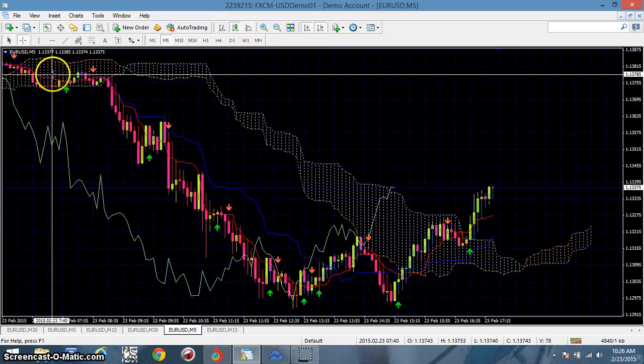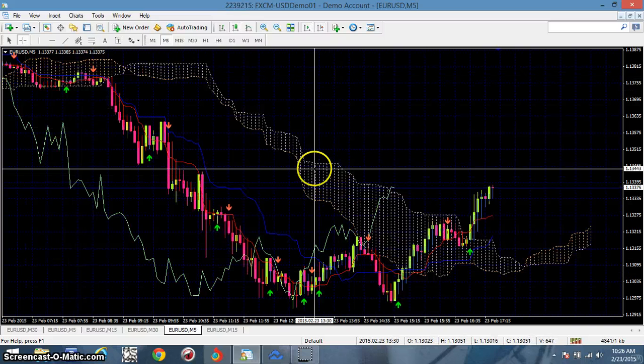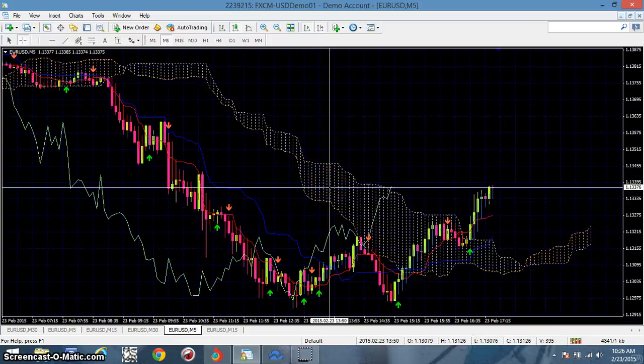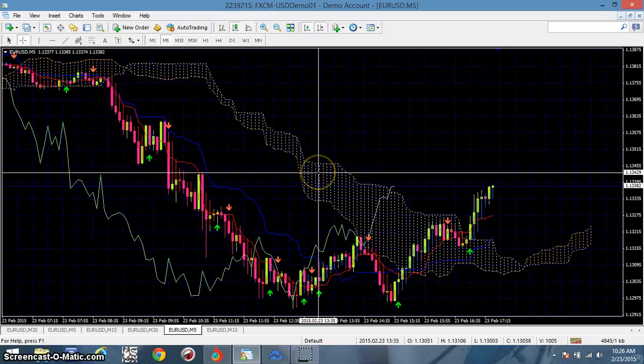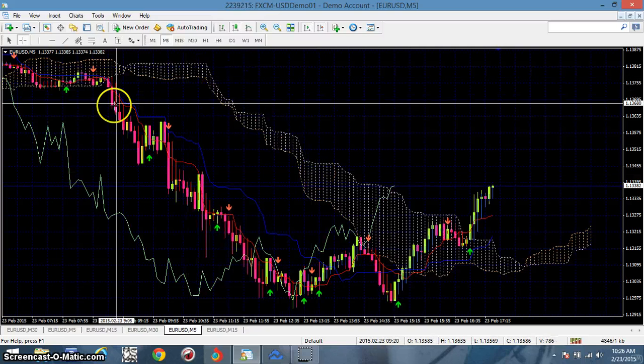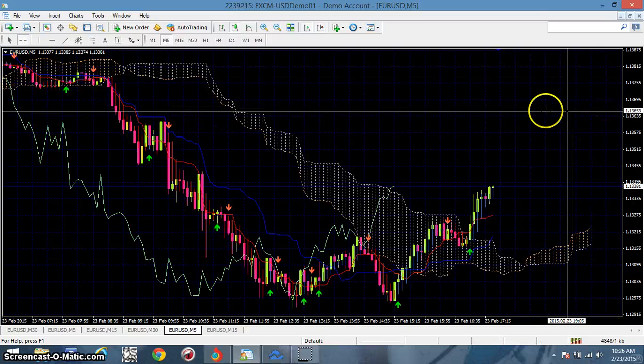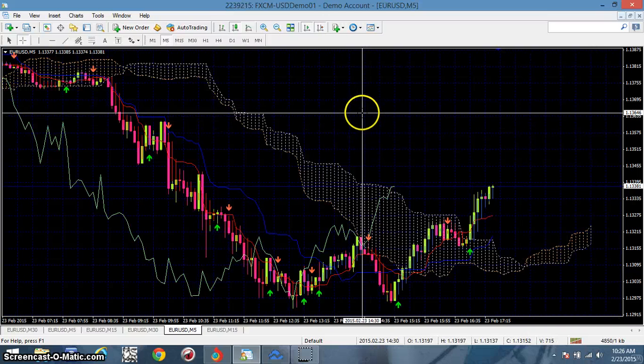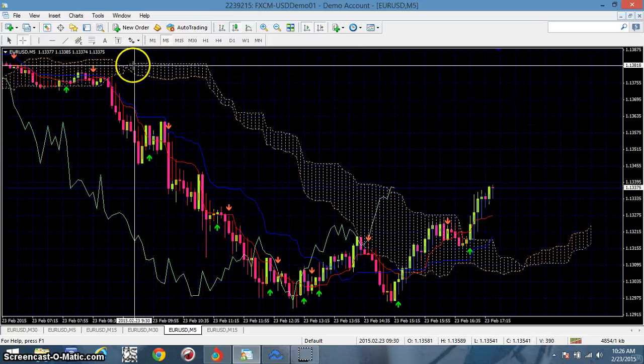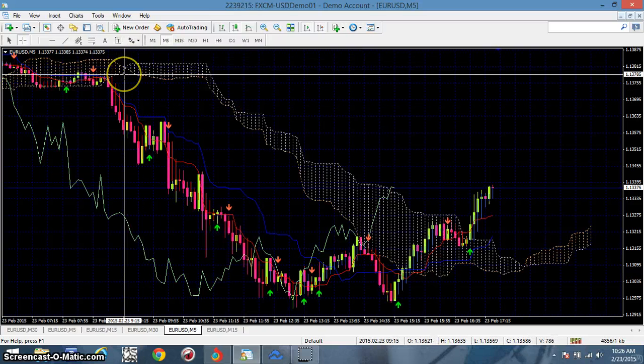Then the last thing here, this cloud, I think the idea behind it is it takes an approach to support and resistance that it's not just a line drawn straight across, like most of what you learn. It's actually a moving support or resistance line.